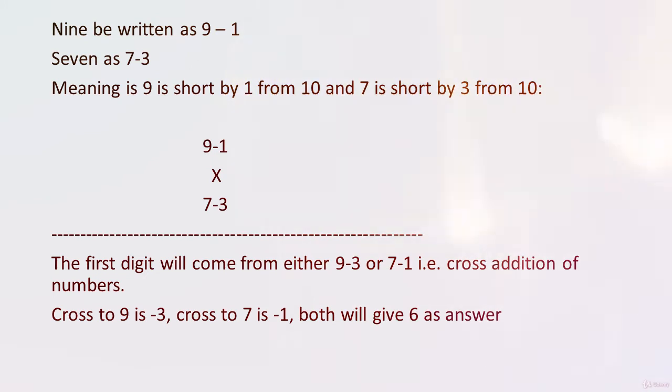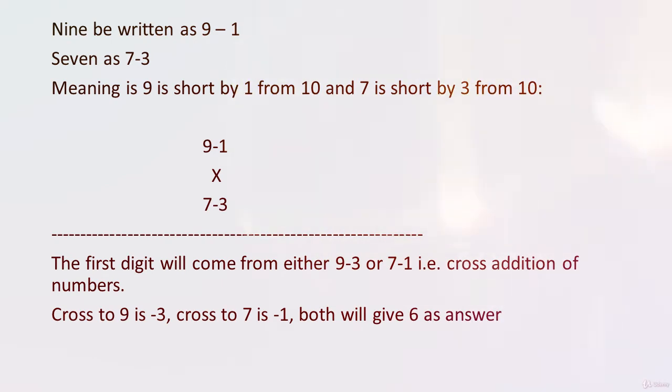Here we have a number 9. We want to multiply this number 9 with number 7, and the suitable base that I found is 10. So number 9 is just one short of the base, that is 10, and number 7 is just short by 3 numbers from the base. We can write them as 9 minus 1 and 7 minus 3. So this is the way we write our problem.